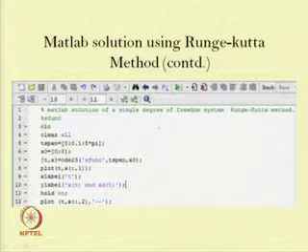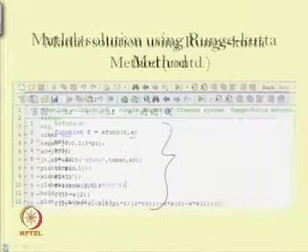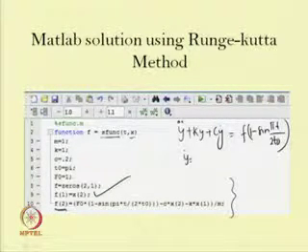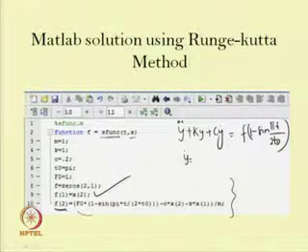So, this is the main file. In this main file, this is the function file in which we have written the first function, and this represents y double dot, this is y dot. So, y dot equal to x 2 and y double dot equal to this function.